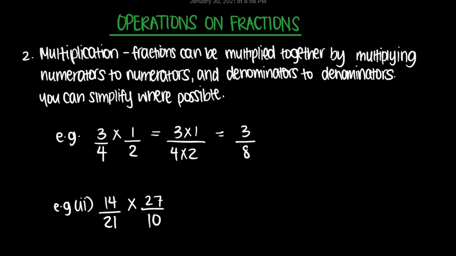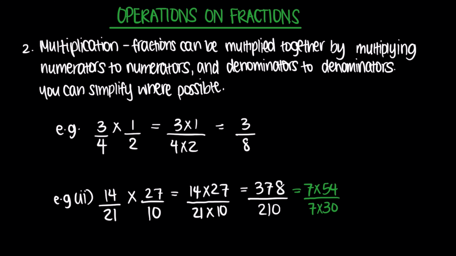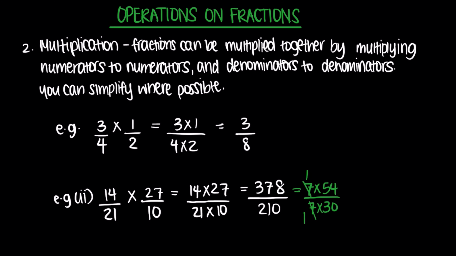For this one, we multiply 14 by 27 all over 21 multiplied by 10. 14 multiplied by 27 is 378, and 21 multiplied by 10 is 210. Also, we can simplify this, because we can write 378 as 7 multiplied by 54 and 210 as 7 multiplied by 30, this means we can factor out a 7 out of both the numerator and the denominator.